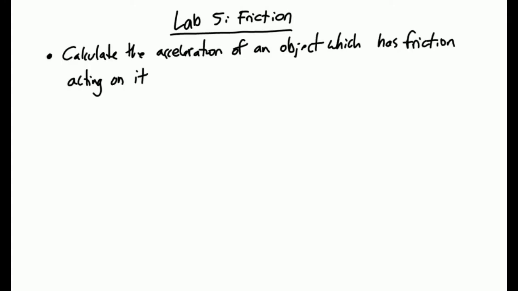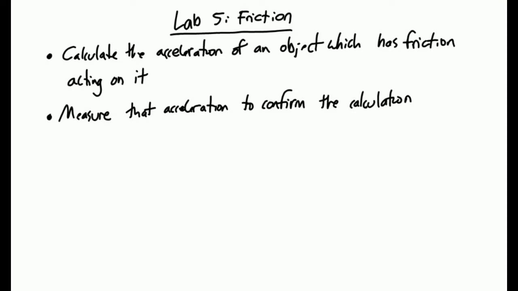Hey everyone, this video is going to introduce Lab 5, which is going to be about friction. The point of this lab will be first to calculate the acceleration of an object which has friction acting on it, and second to measure that acceleration to confirm the calculation. So a classic: use the theory to calculate what you expect the acceleration to be, and then measure that acceleration to confirm that you understand the theory.